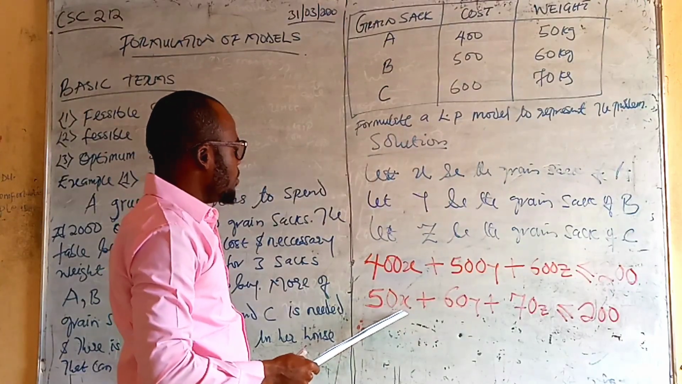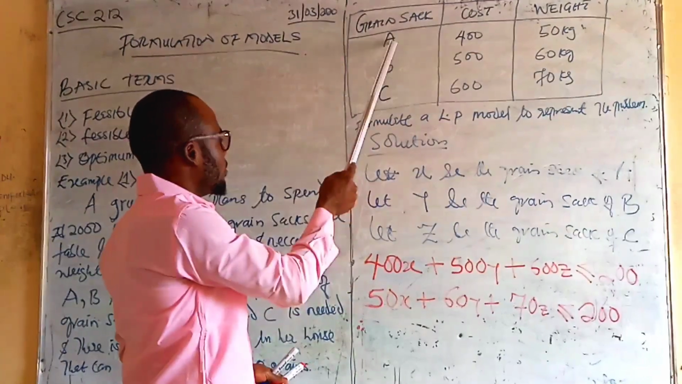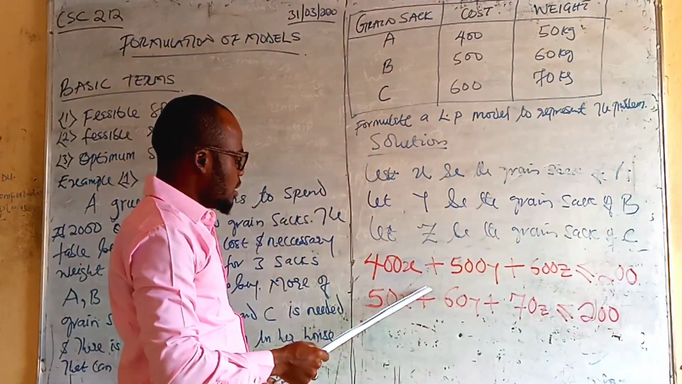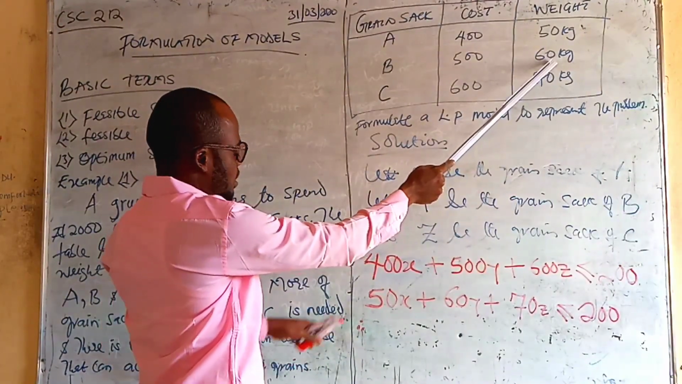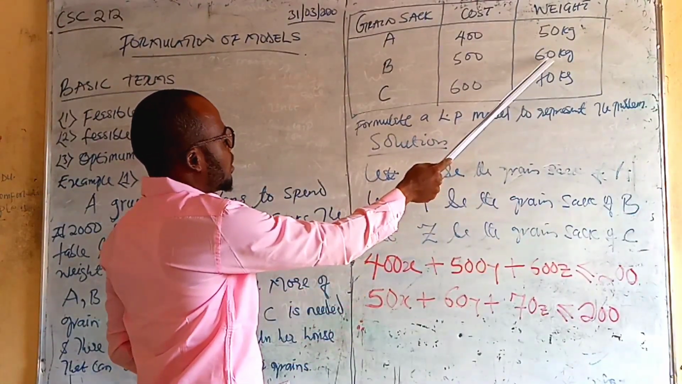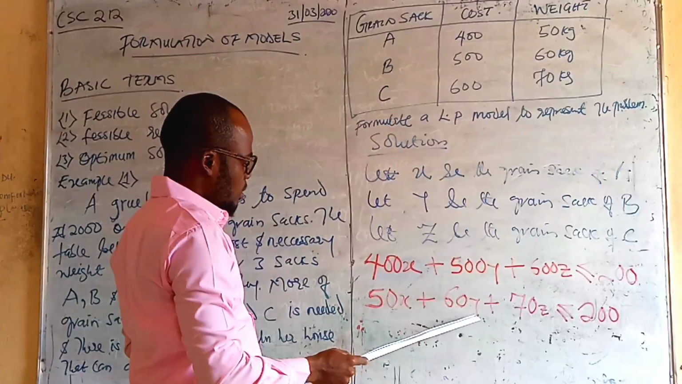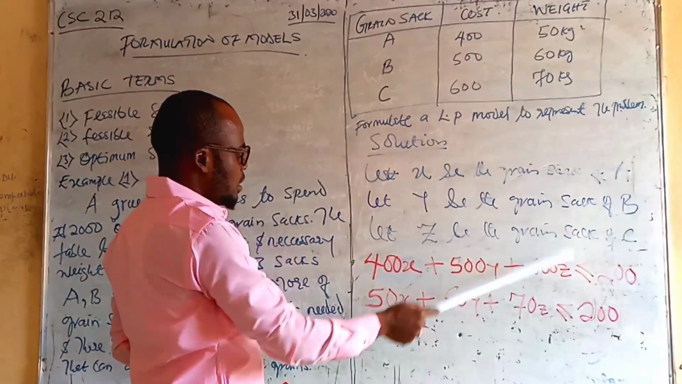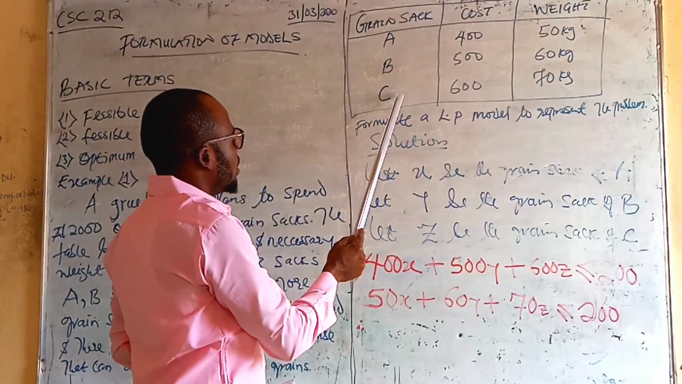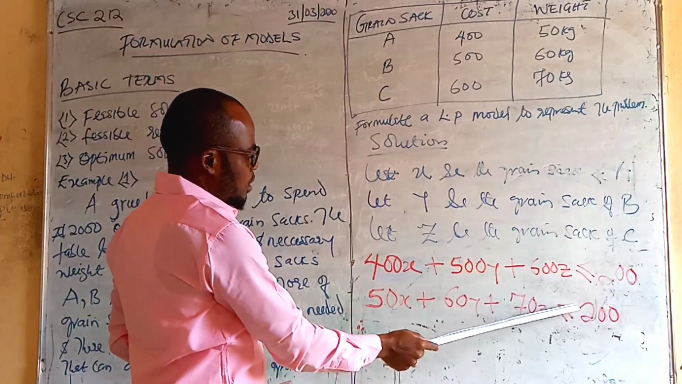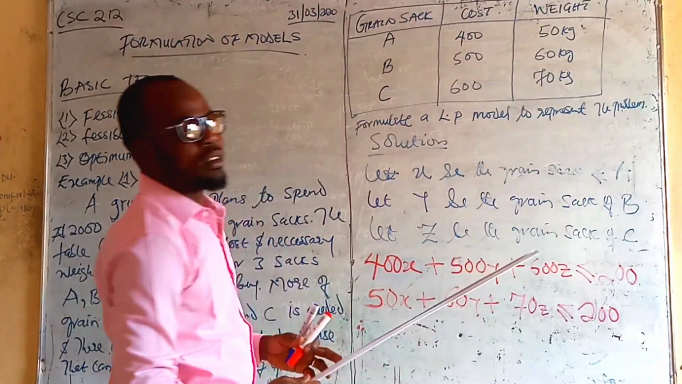to 50x, because we have let x be the grain size A. Then 50x plus 60y, because we have let y be represented as grain size B also. Then plus 70z, because we have let z be equal to grain size C. This will also be less than or equal to 200.